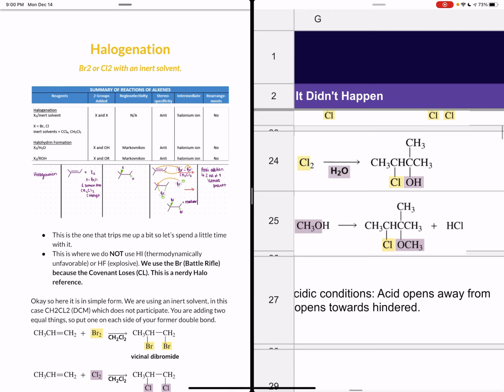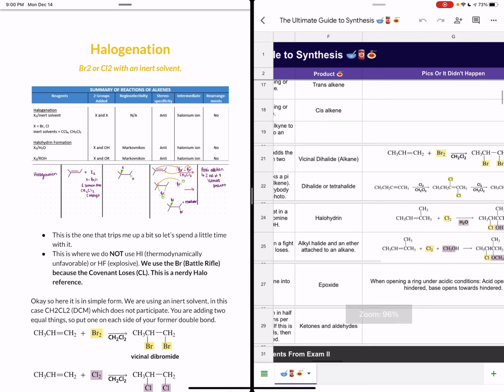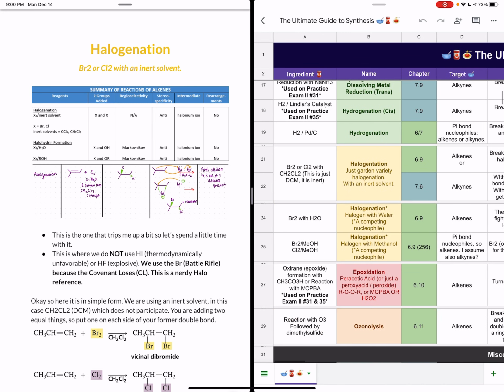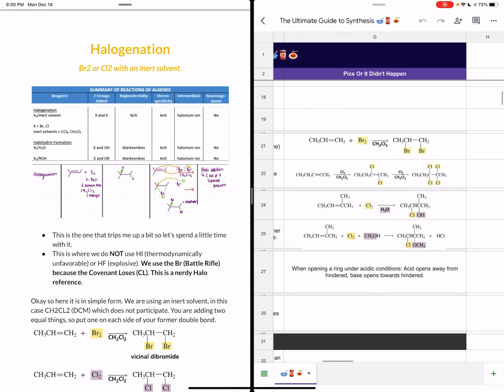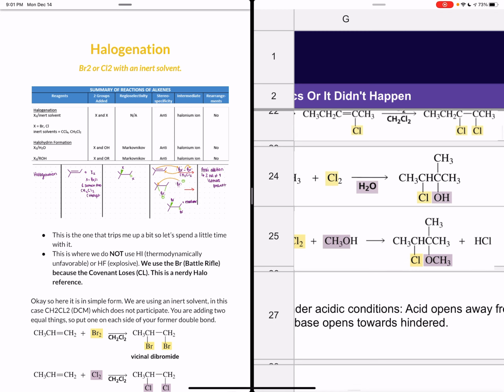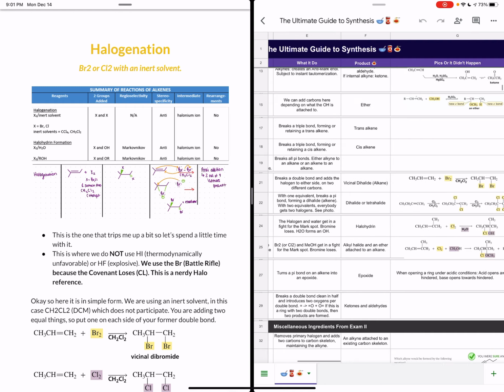Same exact thing down here with the ether. It lets it have that more stable spot. So this is what's called a competing nucleophile. Specifically, when it's competing with H2O, your product is called a halohydrin, okay?